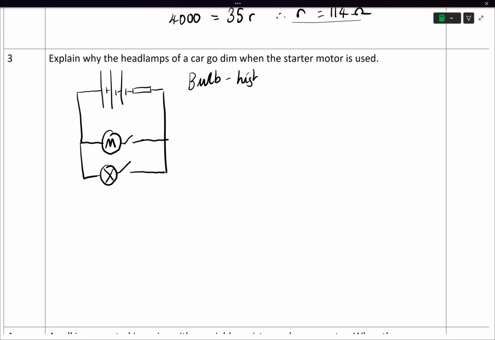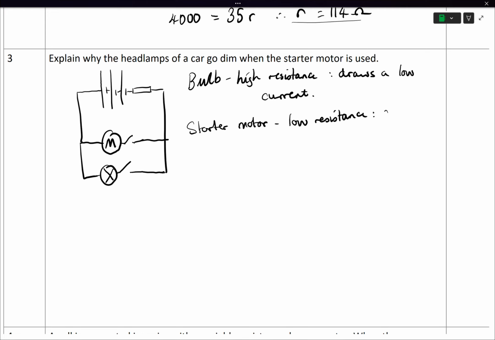And to answer this question, one of the key ideas is that the bulb can have quite a high resistance, and therefore it draws a low current from the cell, but the starter motor has to have a very low resistance, and the reason for that is because it needs to take lots of energy from the cell, so it needs to draw a large current from the cell.